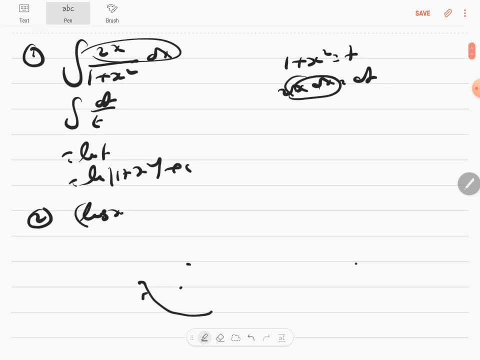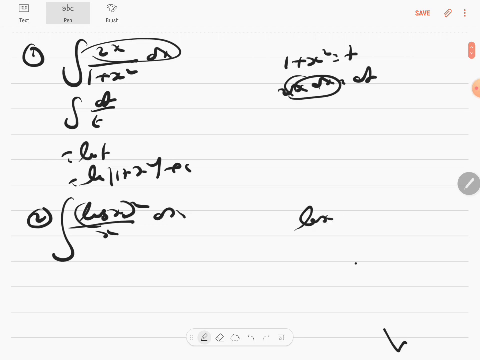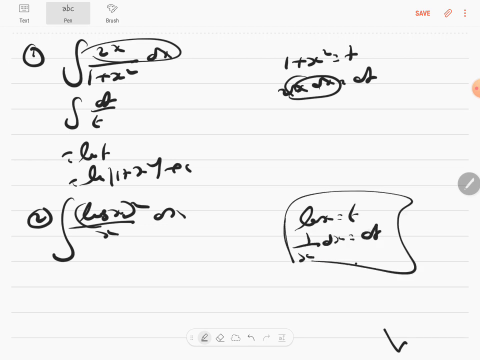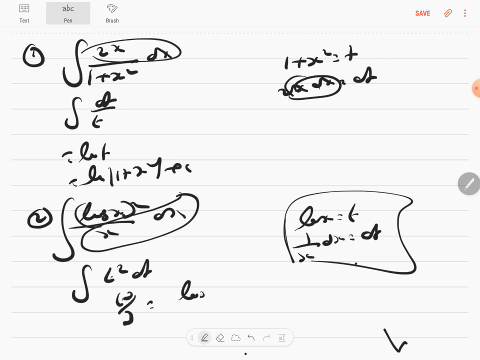Integral of log x the whole square by x dx. In this sum, they will not give dx, you have to write dx. Let log x be t, so 1 by x into dx is equal to dt. So this becomes t square dt, which is t cube by 3. What is t? Log x the whole cube by 3 plus c.